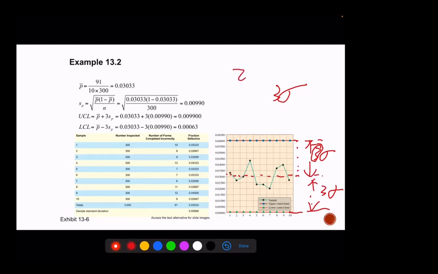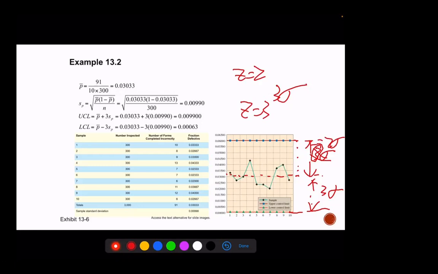And sometimes we use Z equal to 2. So each side will be 2 sigma. But in most situations, we use Z equal to 3. And if I didn't mention Z equal to 2, then when you apply the P chart, please use 3, okay?